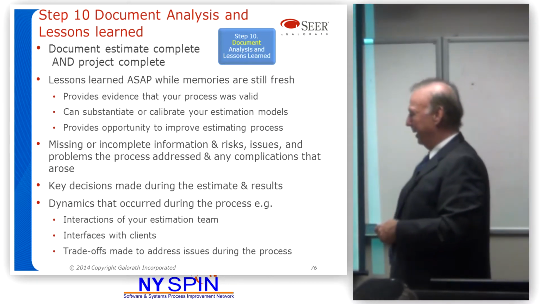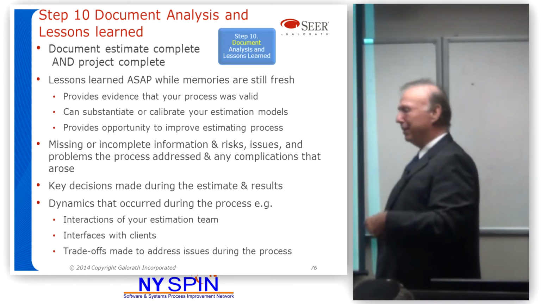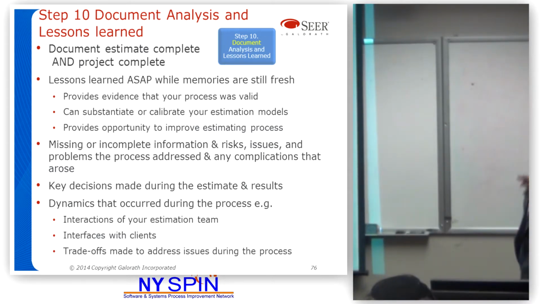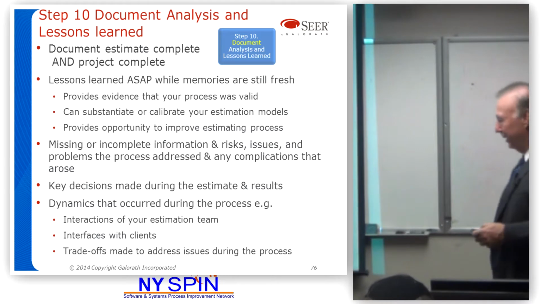What are the key decisions made? What are the dynamics that occurred? The interactions you had with your stakeholders. Were your stakeholders helpful? Don't write down if they weren't. You've got to use code for that.